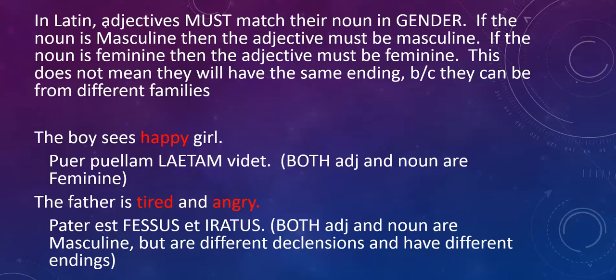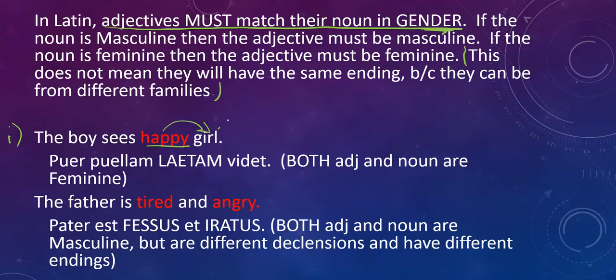So after case, adjectives must match their noun in gender. We looked at this earlier. If the noun is masculine, then the adjective must be masculine. If the noun is feminine, the adjective must be feminine. If the noun were bedroom, cubiculum, and it's neuter, then the adjective must also be neuter. This does not mean, once more, that they will have the same endings, because they could be from different families. Let's look at our examples. The boy sees the happy girl.